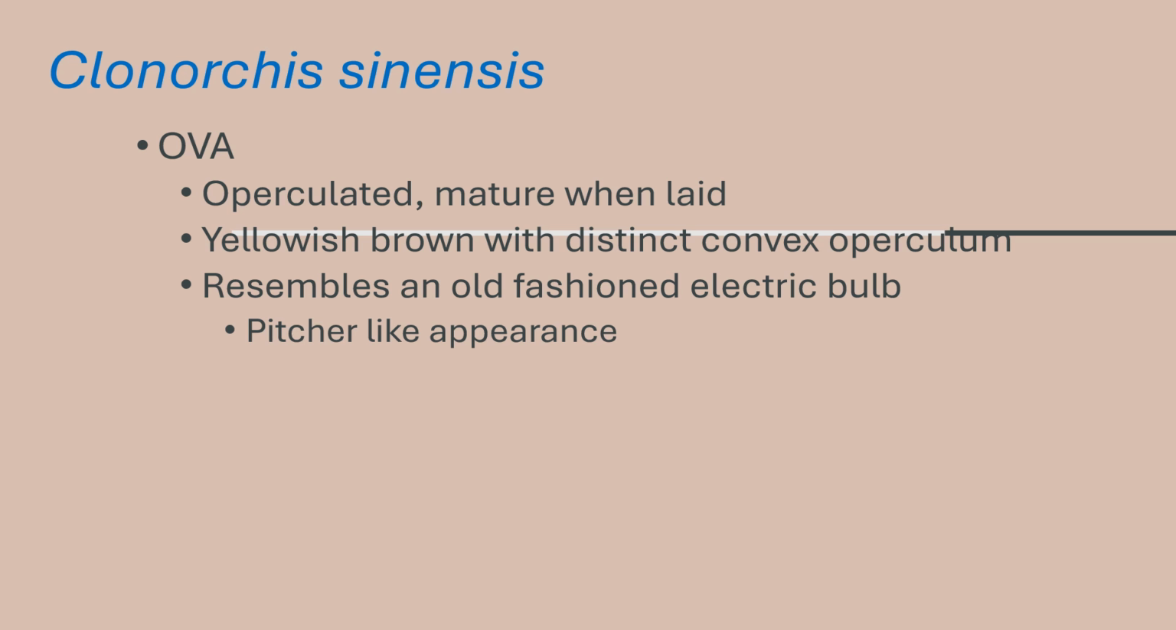The ova of Clonorchis sinensis resembles an old-fashioned electric bulb, or has a pitcher-like appearance. There is a thick rim located around the operculum, and that thick rim is referred to as the shoulders. That is for the Clonorchis sinensis ova.